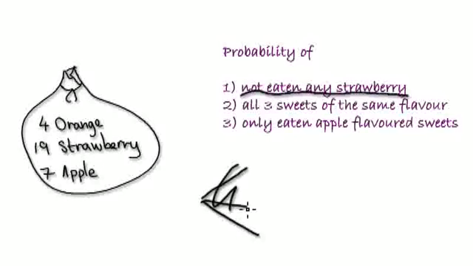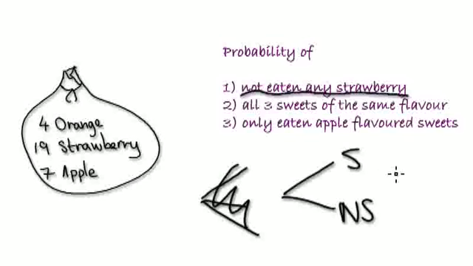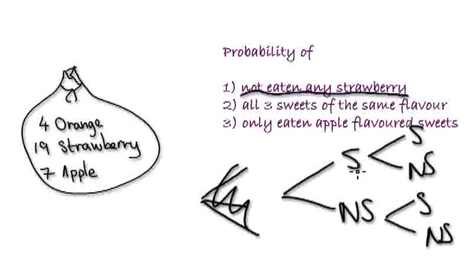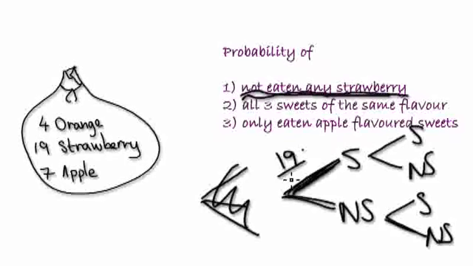Normally you would have 3, but rather than having 3, we could just have 2: strawberry and not strawberry. And then on your second sweet, you could have strawberry, not strawberry, and so on. Well, you want to know not eating any strawberry. So here, what's the probability of you getting a strawberry? It would be 19 out of 30. Probability of you not getting a strawberry would be 11 out of 30.